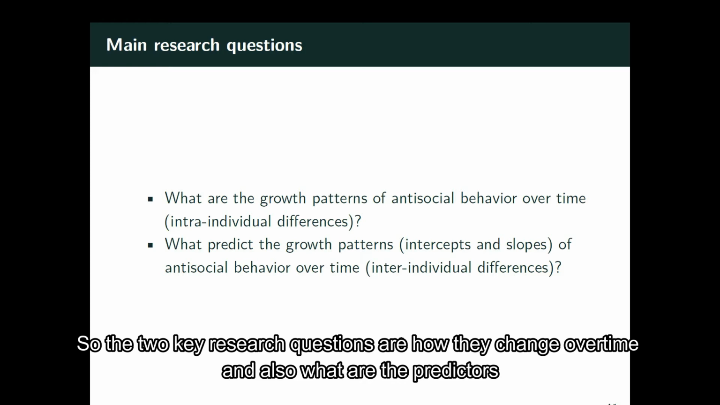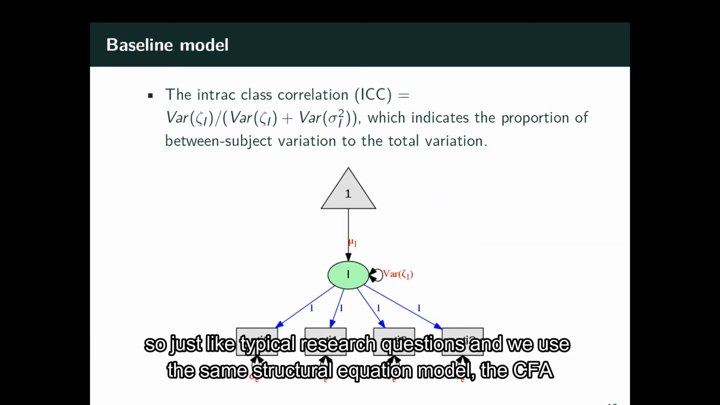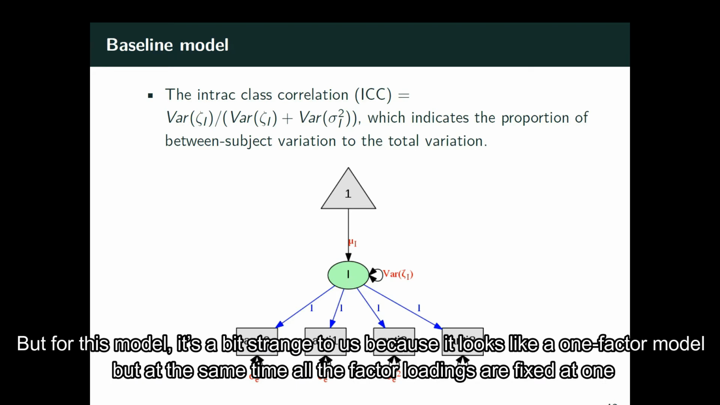So the two key research questions are how they change over time, and what the predictors are. Just like typical research questions. And we use the same structural equation model, the CFA. But this model is a bit strange to us because it looks like a one factor model, yet all the factor loadings are fixed at 1.